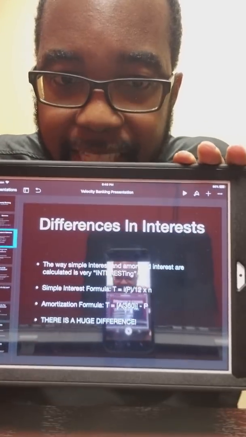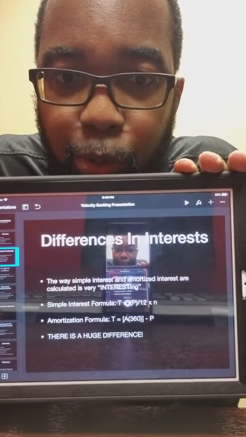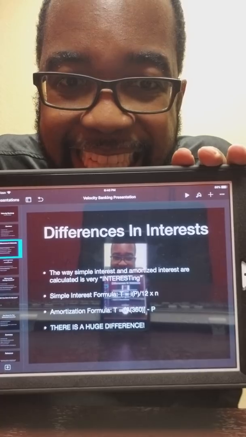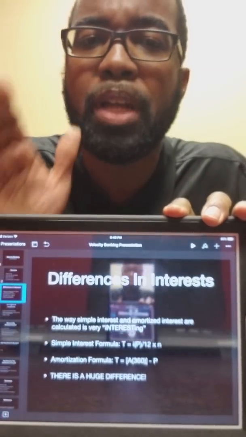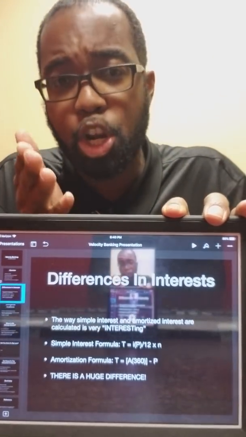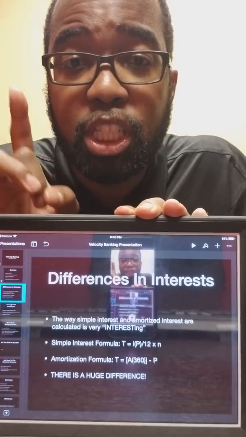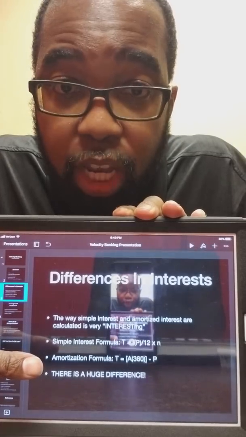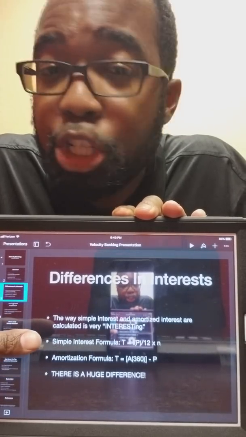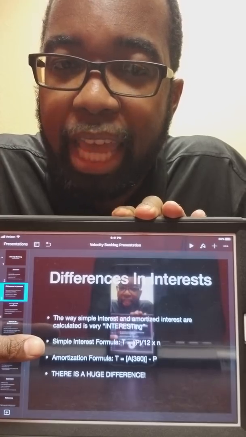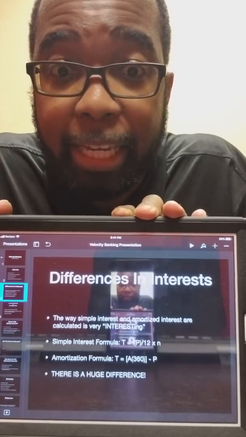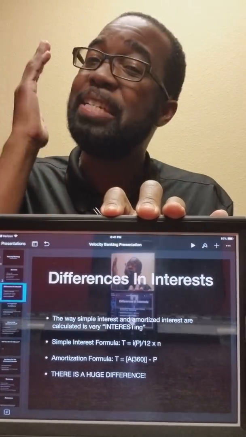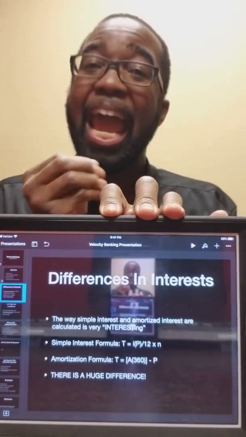Watch this. Amortized interest is calculated T equals brackets, you've got to put them in brackets, A times 360 minus P. And of course, we're not going to go through every bit of that. If you want to learn more about what that means, just know that with amortized interest, you're going to pay a boatload of interest, and with simple interest, you're not going to pay as much interest as with the amortized. So that's what that means. There's a huge difference. There's hundreds of thousands of dollars of difference between simple interest and amortized.